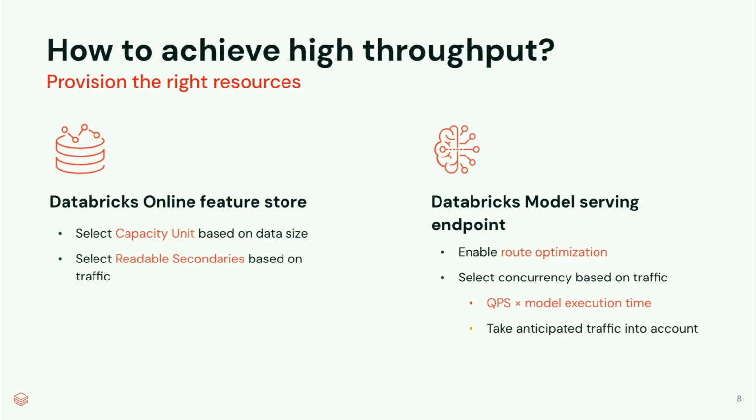The second part is model serving. As we showed in the demo, you can enable route optimization. This gives you the best network latency we can provide. It eliminates a lot of the network hops within the system. Then selecting the proper concurrency is crucial. That gives you the provisioned capacity for serving the anticipated traffic. The formula we use in the notebook is quite simple: it's just QPS times the execution time, aka the latency of the model. With this formula, we can calculate how much concurrency we want.